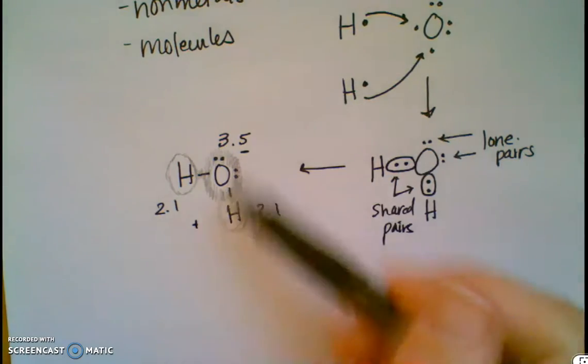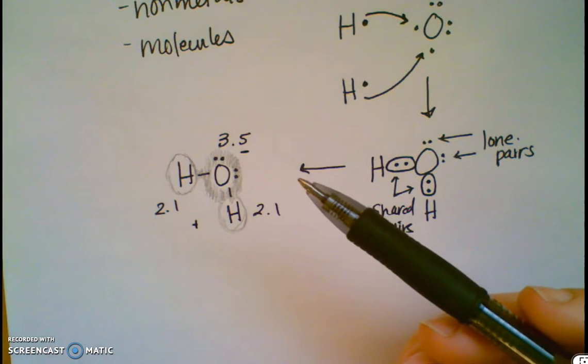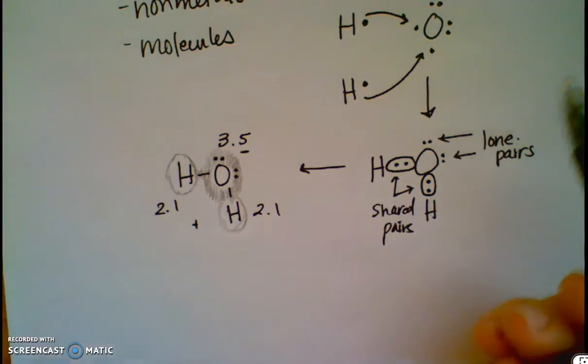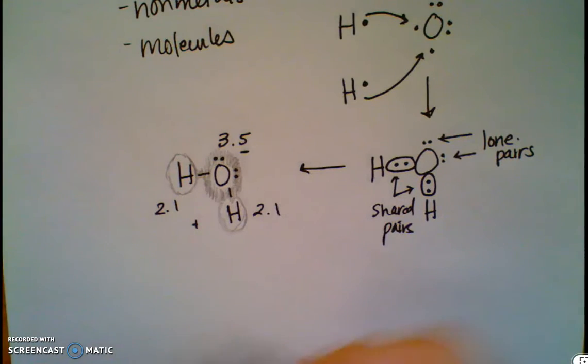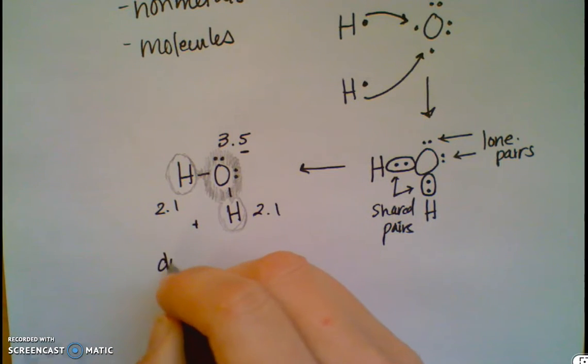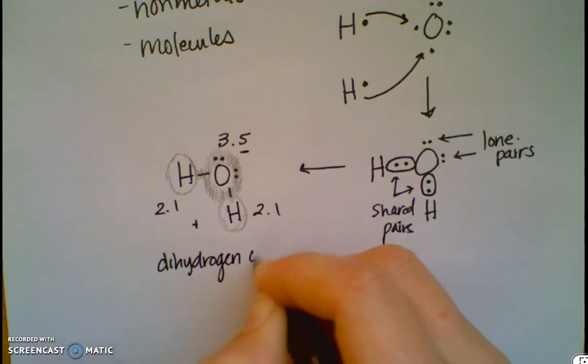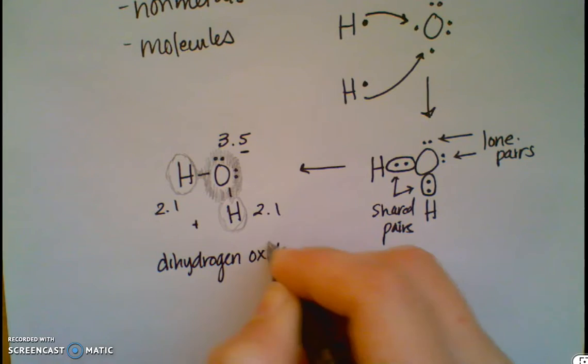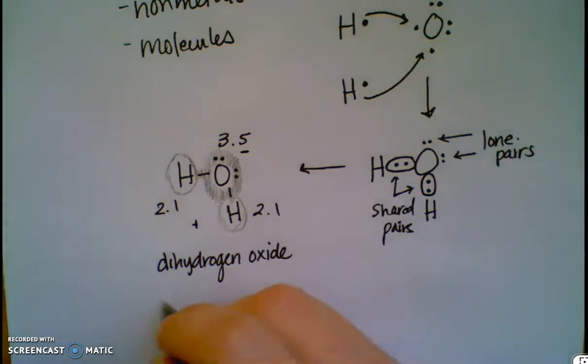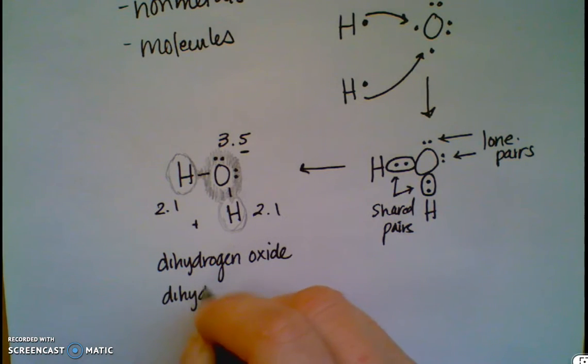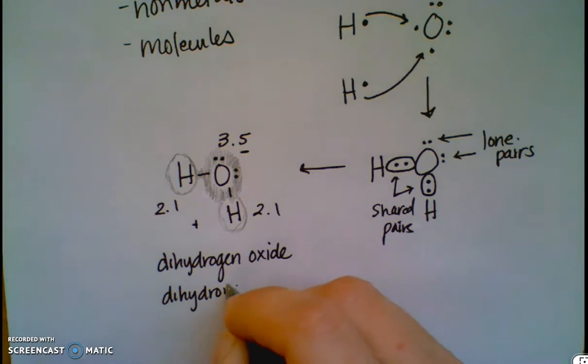Now, we all know that this is water, but if we were going to name this using the rules for naming covalent bonds, this would actually be called dihydrogen oxide, or it could be called dihydrogen monoxide.